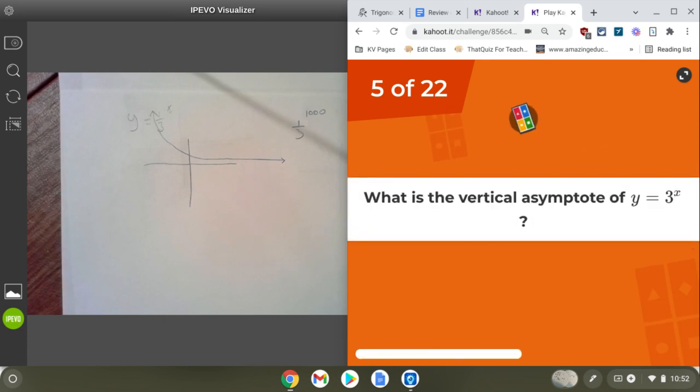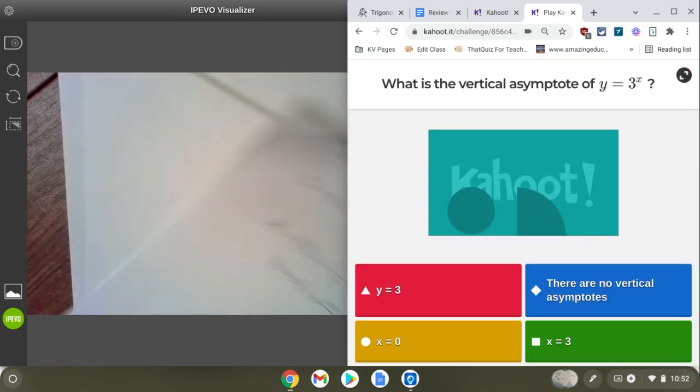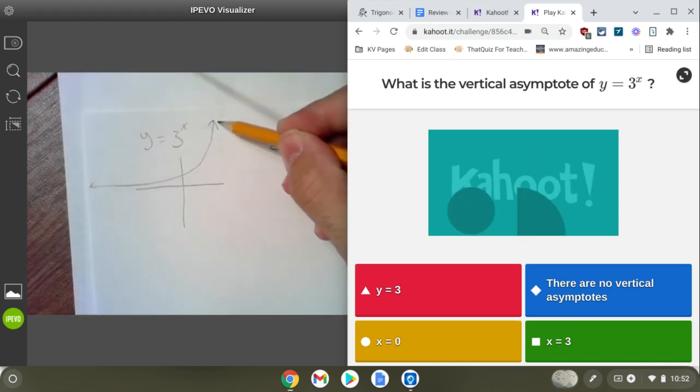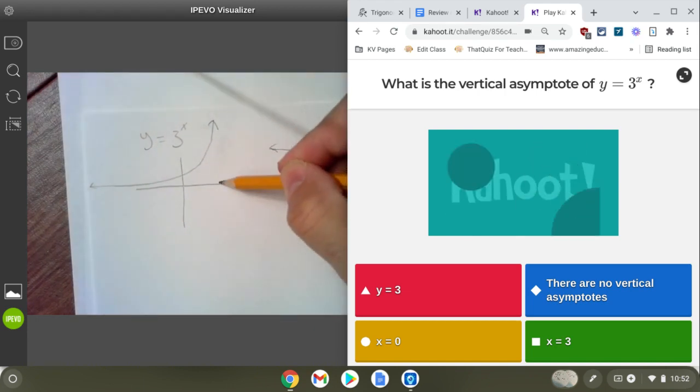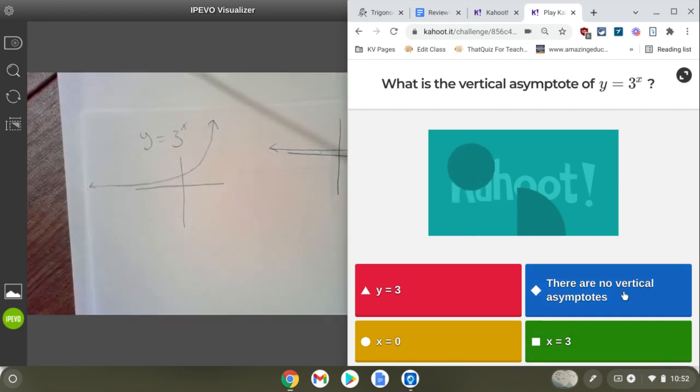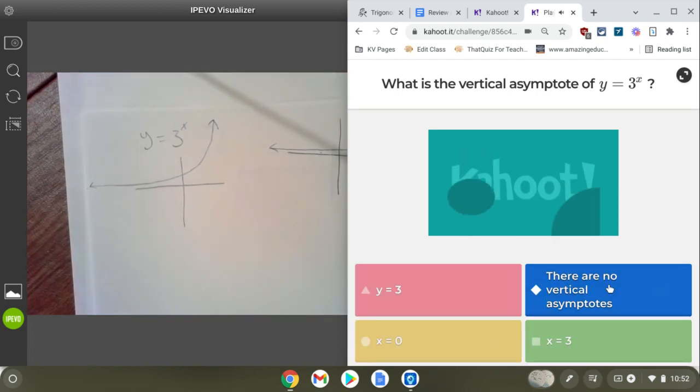Okay, question 5. Vertical asymptote of 3 to the x. These do not have vertical asymptotes, all right? And the reason is because there's never any division by 0. So exponential functions do not have vertical asymptotes.